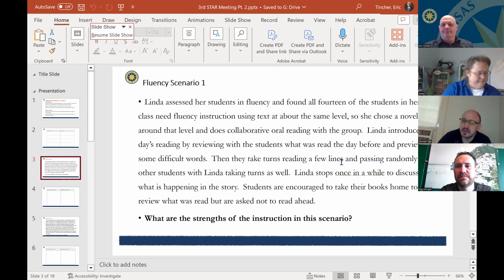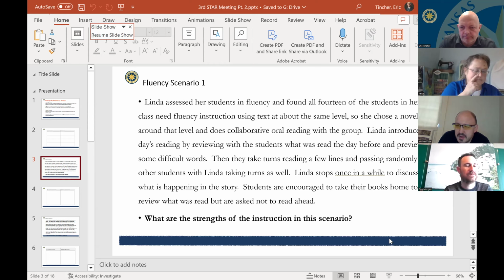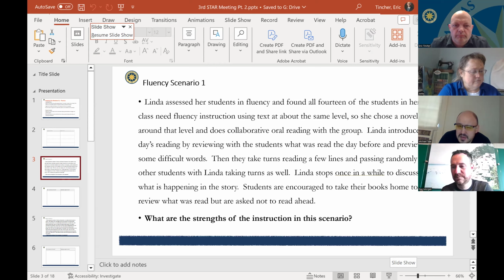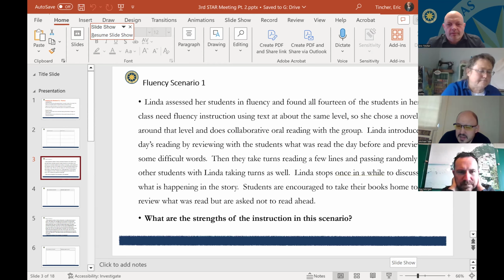Okay, fluency scenario 1. Linda assessed her students in fluency and found all 14 of the students in her class made fluency instruction using text at about the same level. So she chose a novel around that level and does collaborative oral reading with the group. Linda introduces the day's reading by reviewing with the students what was read the day before and previewing some difficult words. Then they take turns reading a few lines and passing randomly to other students, with Linda taking turns as well. Linda stops once in a while to discuss what is happening in the story. Students are encouraged to take their books home to review what was read, but are asked not to read ahead.